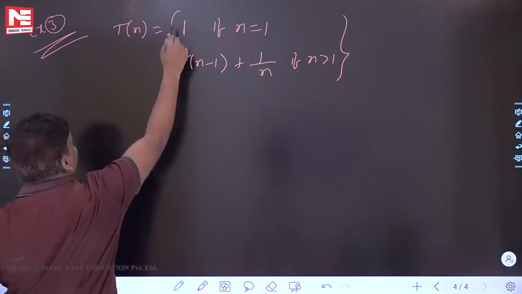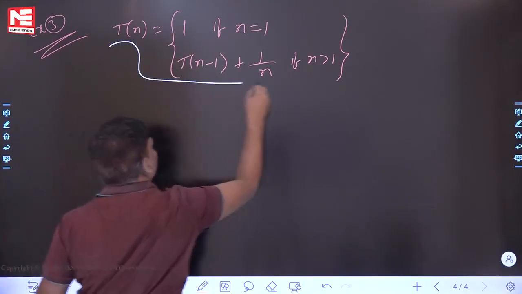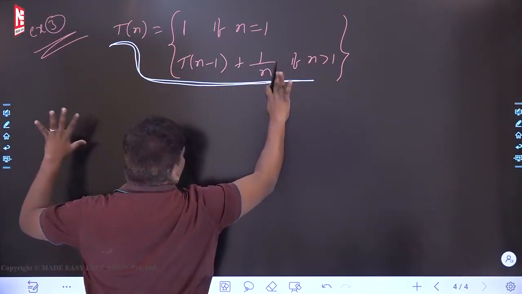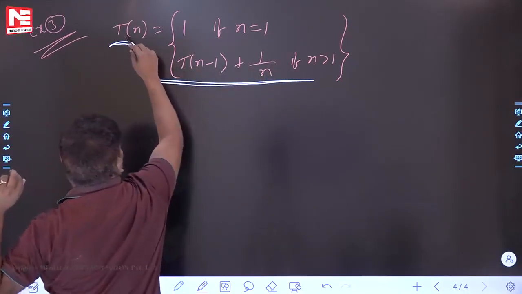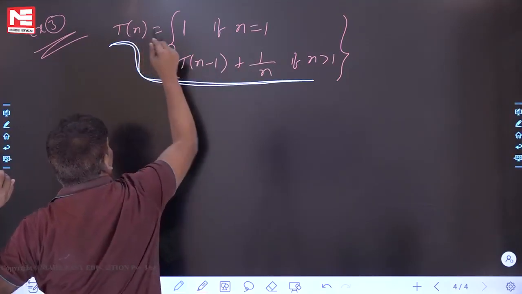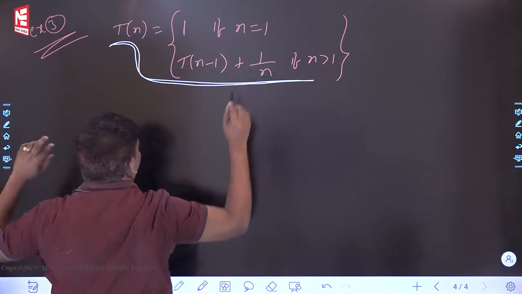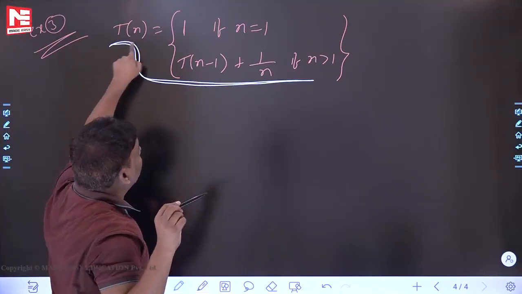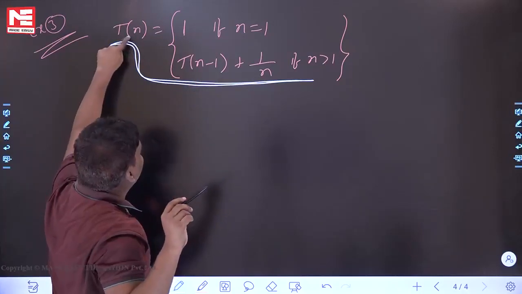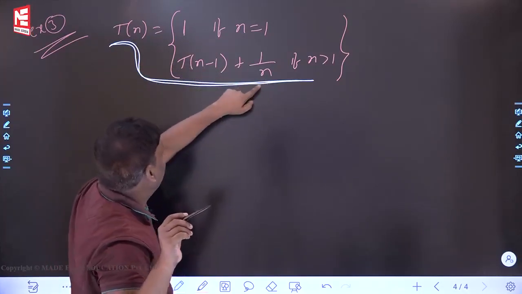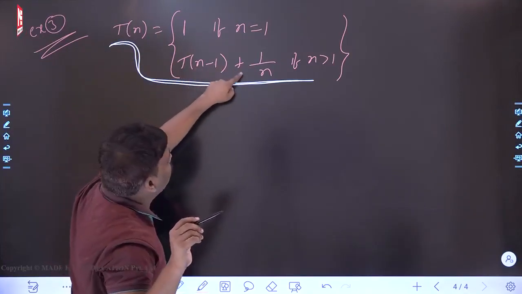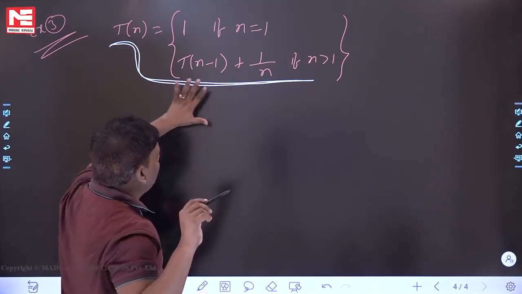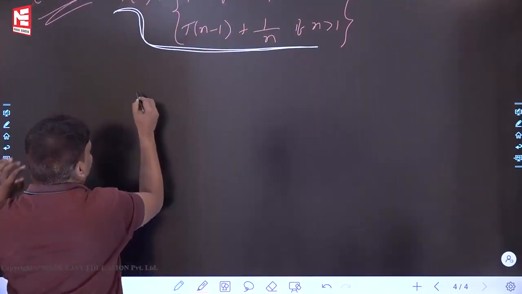Please be careful. Of the if part and the else part, which is important? The else part only: Tn is equal to T(n minus 1) plus 1 by n. This is more important to us. Before starting to substitute, please verify in terms of numerical values. T10 is equal to T9 plus 1 by 10. Next, T5 is equal to T4 plus 1 by 5. Lastly, T2 is equal to T1 plus 1 by 2. If you are comfortable, let me substitute.